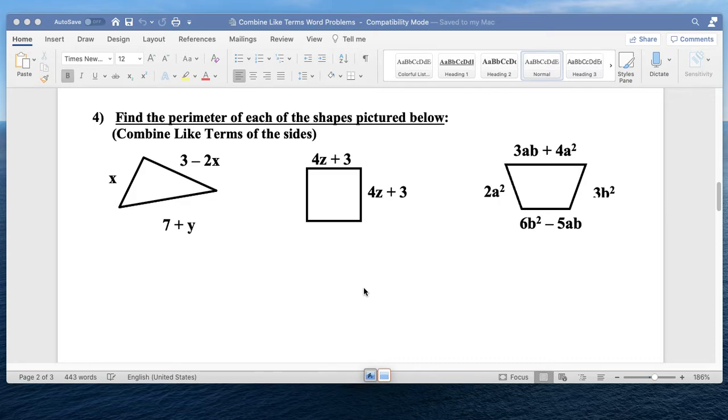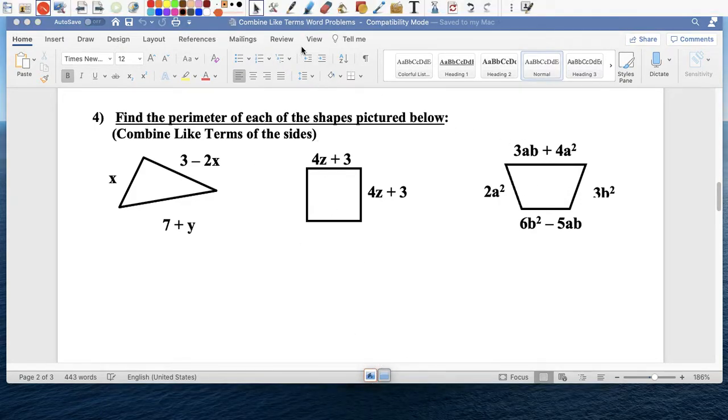So, this one talks about perimeter. Perimeter is the distance around an enclosed figure, right? So, I want to walk around the triangle, or walk around the square, I want to take a walk around this, what is this? Rhombus. Right, so if I want to take a walk and count how many steps I take, I add all the sides. So, x plus 3 minus 2x plus 7 plus 5. Okay, and then here, if it's a square, all the sides are the same, right?